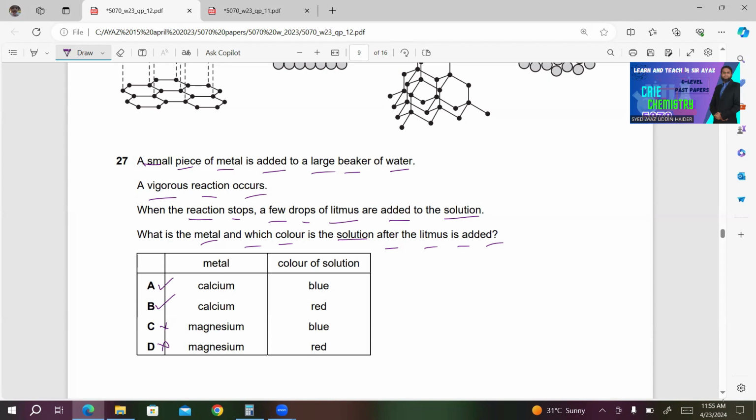Few drops of litmus to the solution. What you will get when you add calcium to water? When you add calcium to water, you will get metal hydroxide: calcium hydroxide. Calcium hydroxide is an alkali, and hydrogen gas is produced, and it will turn red litmus paper to blue. So A must be the right answer for 27.